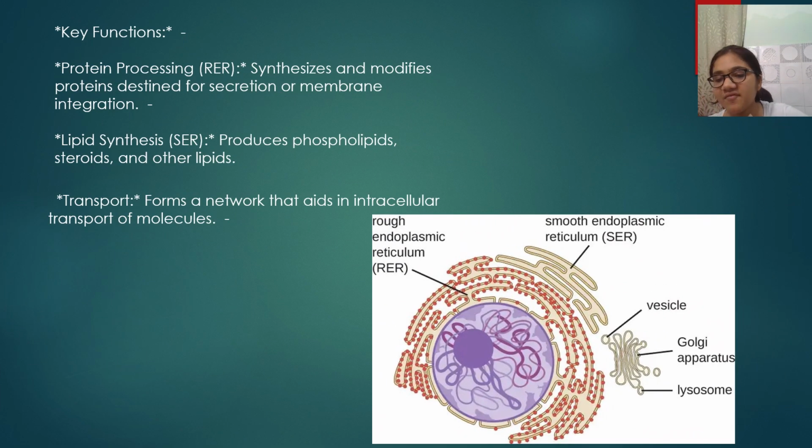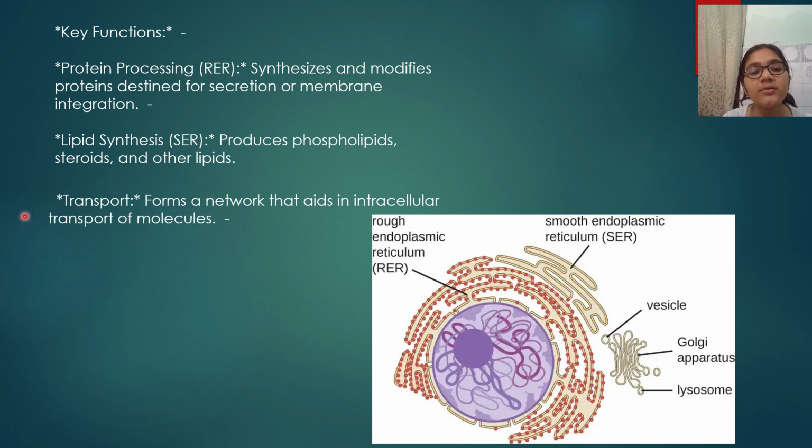Now what is the key function? इसका function क्या है now? अगर हम देखें, protein processing is in the RER. RER में क्या होता है? Protein processing होता है. Synthesizes and modifies the protein destined for secretion or membrane integration. If we see the lipid synthesis, SER produces the phospholipid, produce करता है steroids and other lipids.